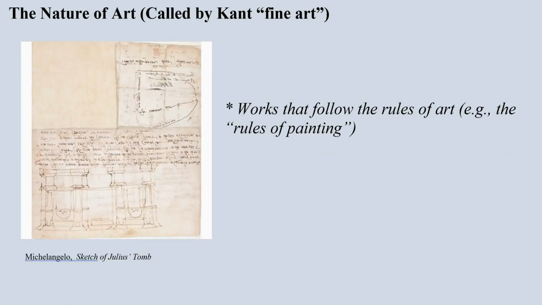This is a representation by Michelangelo from his sketches as he's preparing to create the tomb of Julius. You can see the architectural abilities at work here, the representational abilities, the stylistic abilities, and Michelangelo clearly understands those artistic and engineering principles at work in making something that is a work of art.